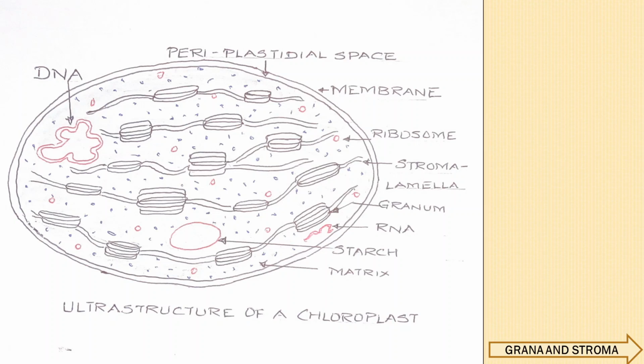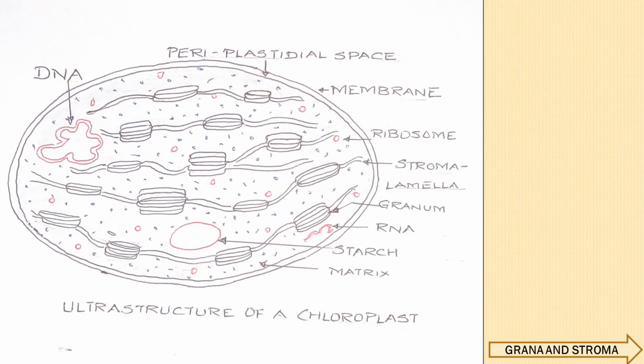The matrix is colorless and colloidal, containing proteins, lipids, ribosomes, a small circular DNA molecule, RNA molecules, enzymes, etc. Matrix is also known as stroma. The grana and intergrana connecting membranes are embedded in the matrix. Since the chloroplast can manufacture some of the proteins with the help of its own DNA and ribosomes, it is called semi-autonomous organelle.